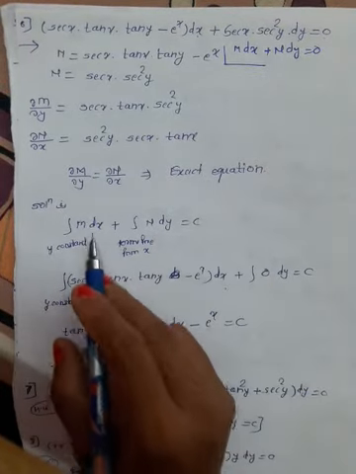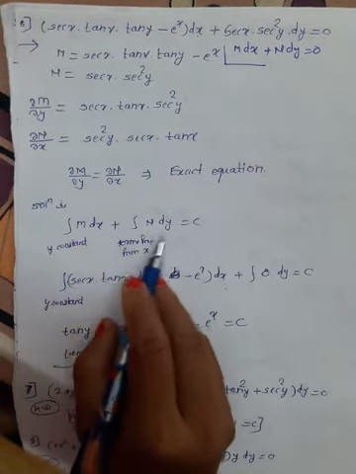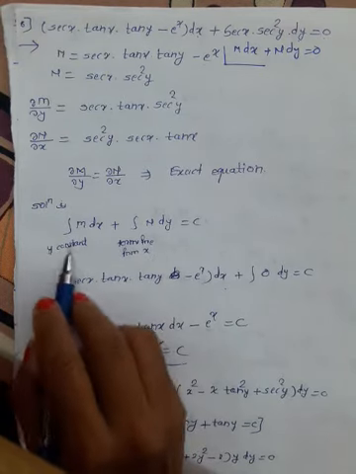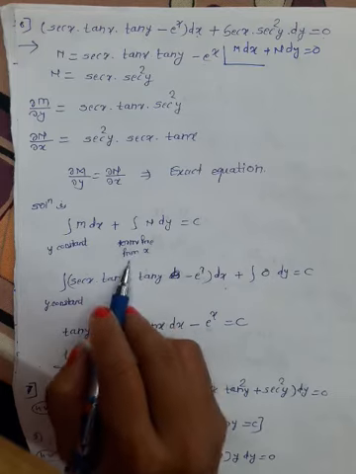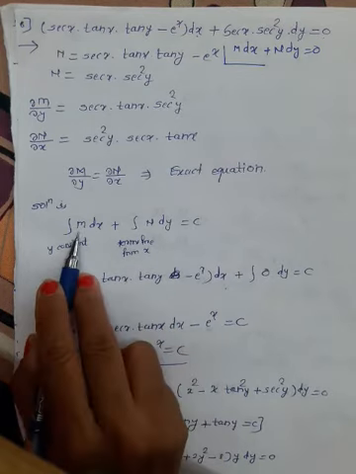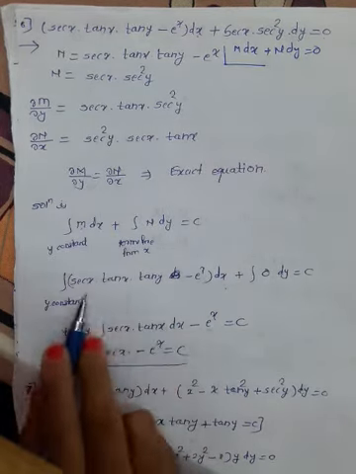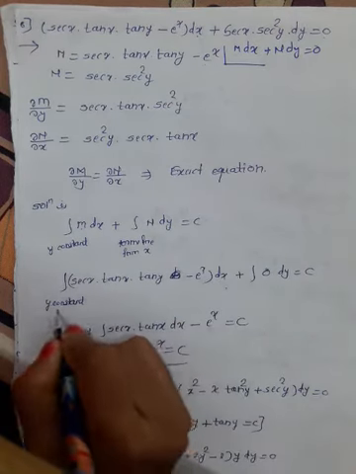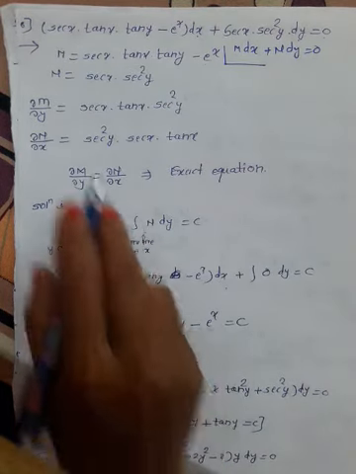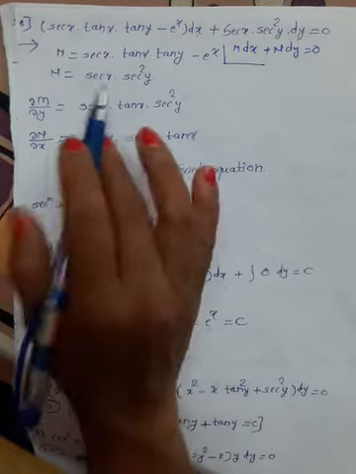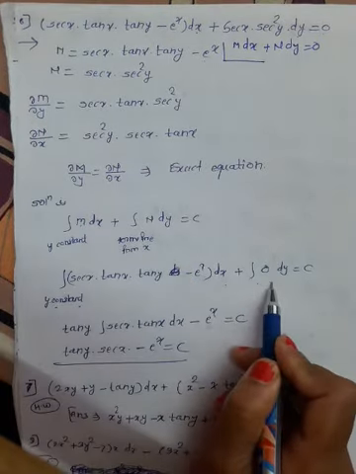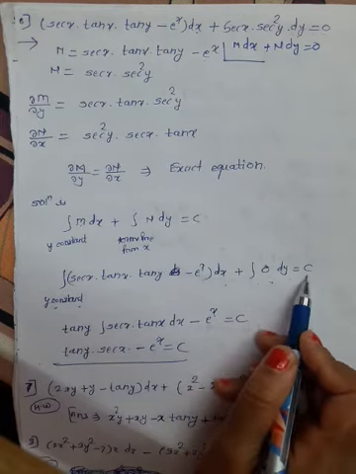and we know solution is integration of m dx plus integration of n dy. M with y constant, while taking n you have to take the terms which are free from x. Put the value of m here, dx, y constant, and those terms of n which are free from x. There is only one term which again contains x, that's why here 0 is equal to c.